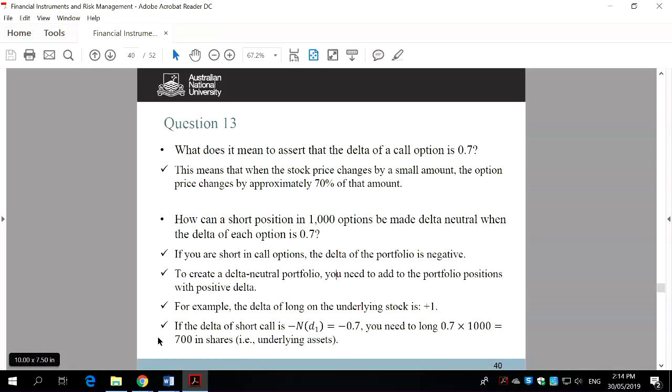You take a long position in the put, you're getting negative delta, of course. What about shorting the put? Shorting the put, you're getting positive delta, right? Okay, just go home and revise that.